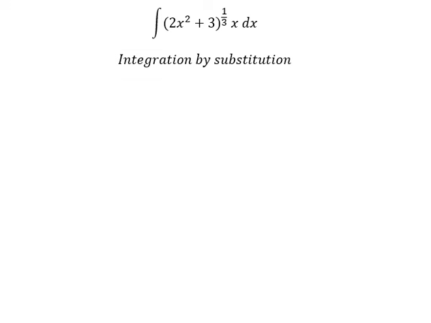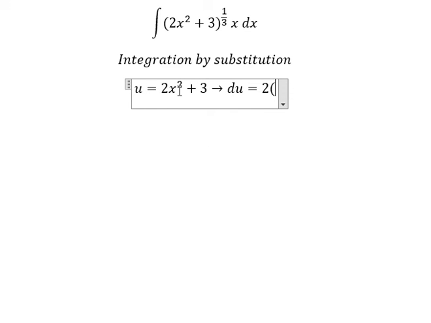So I will put u equals 2x squared plus 3. Later, we need to take the first derivative of both sides. The first derivative of x squared, you get 2x.